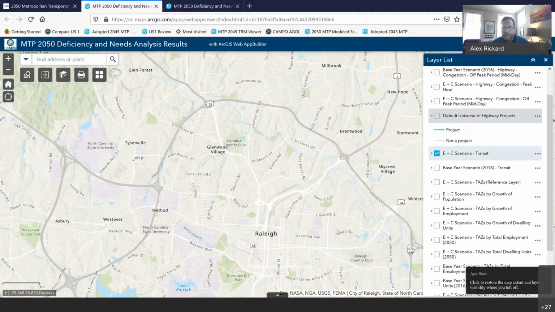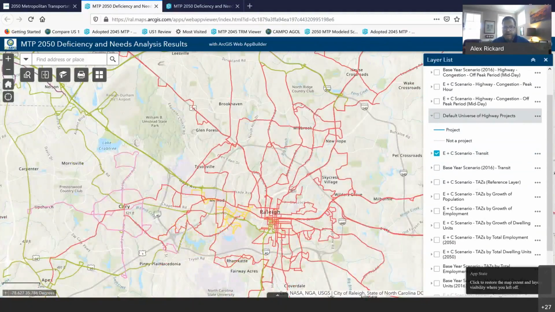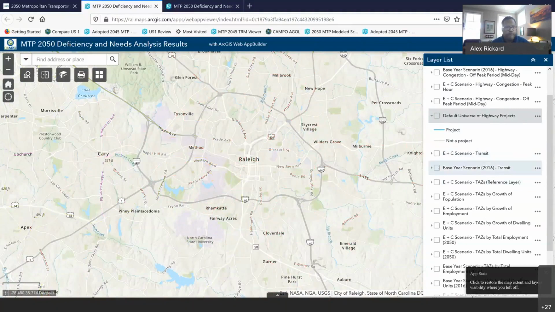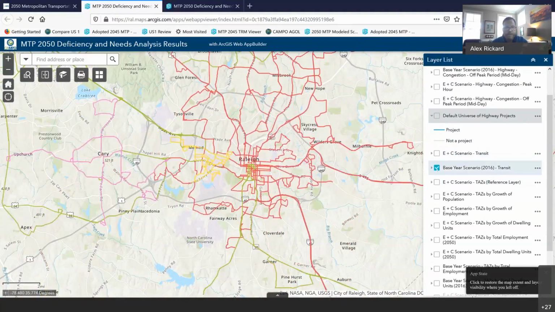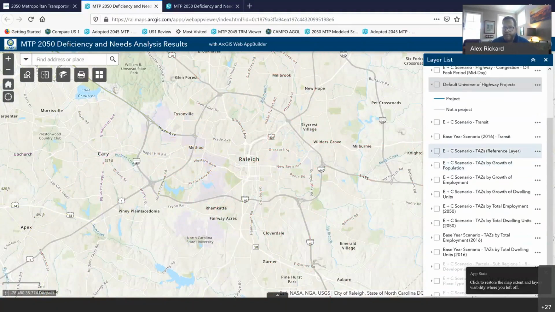You'll have your E plus C transit scenario. This is the transit network that will be in 2050 if we don't add any extra transit beyond what's currently funded before 2025. There's the 2016 base transit network that you can explore. I want to go through some of the E plus C SE data.